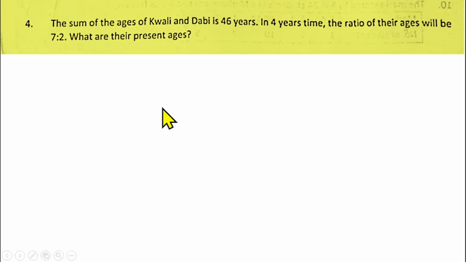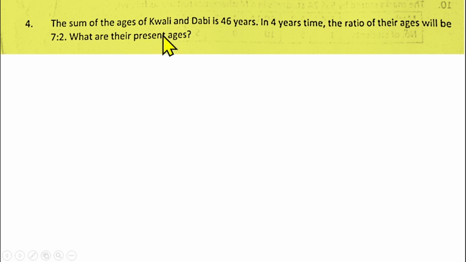Question number 4 is from word problems also. The sum of the ages of Kwali and Dabi is 46. In 4 years' time, the ratio of their ages will be 7:2. What are their present ages? Like I told you, it's a word problem leading to simultaneous equations.